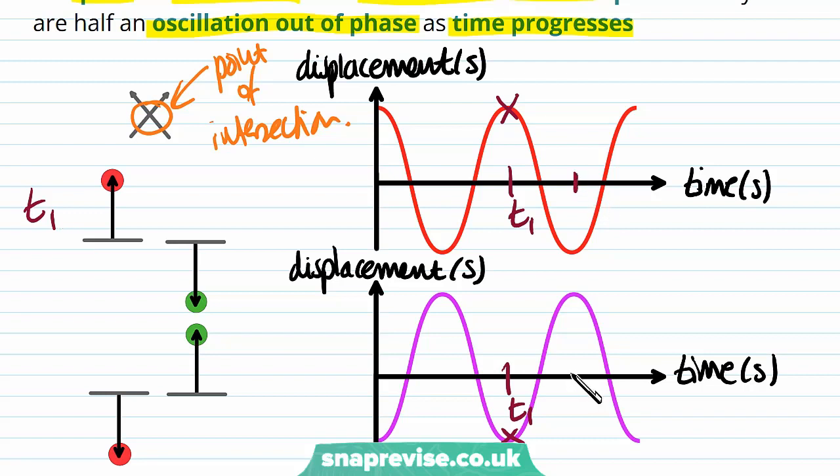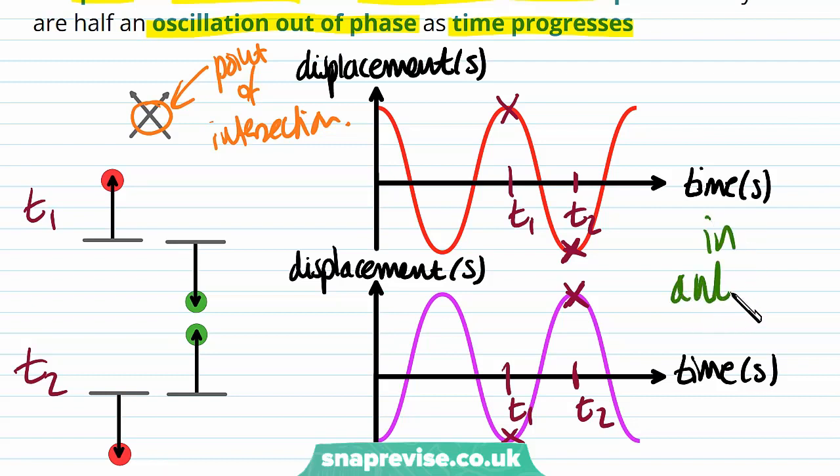However, let's consider what happens at another point in time. Let's consider a time t2. At t2, we can see that the first wave is at this position here in its cycle, and the second wave is at a different position in its cycle. At t2, the first wave is now at a maximum negative displacement and the second wave is at a maximum positive displacement. So we can see that at both times here, t1 and t2, one wave has a maximum positive displacement, whereas the other has a maximum negative displacement. So we can clearly see that both these waves satisfy the condition for oscillating in antiphase.